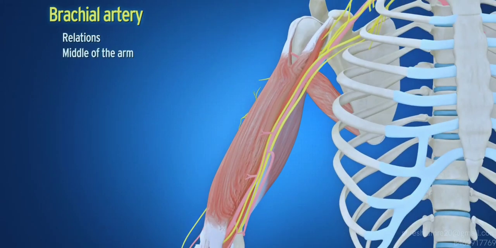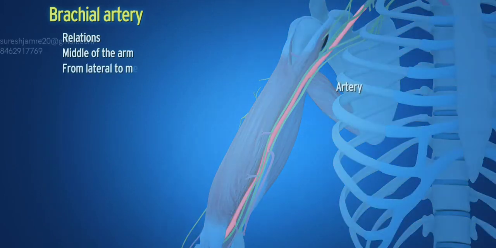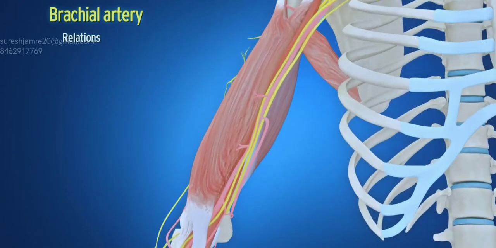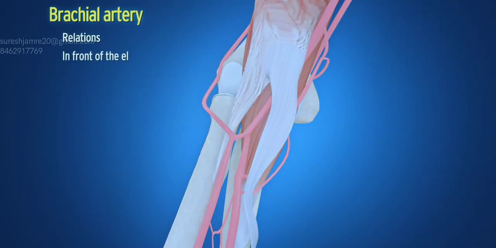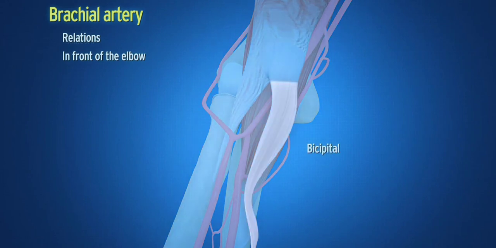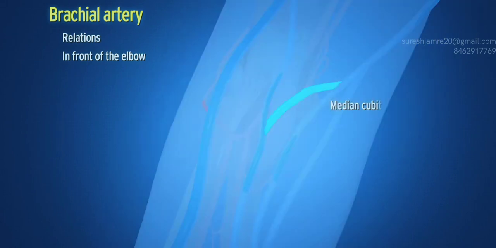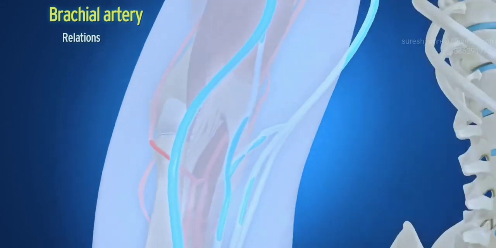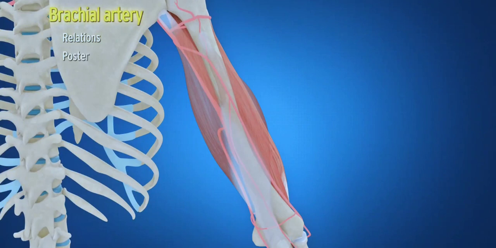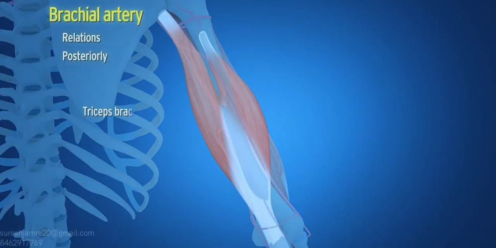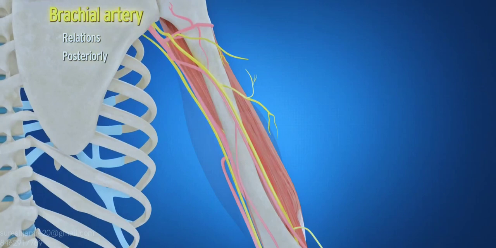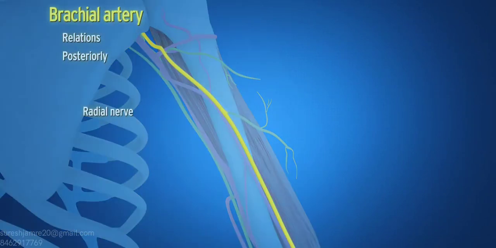In the middle of the arm, it is crossed anteriorly by the median nerve, which crosses the artery from lateral to medial side. In front of the elbow, it is covered by the bicipital aponeurosis, which separates it from the median cubital vein. Posteriorly, it is related to triceps brachii, radial nerve, and profunda brachii artery.